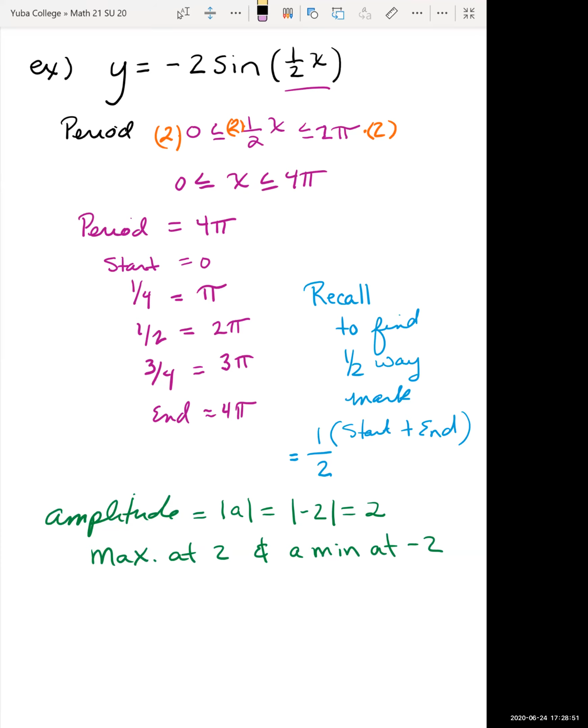Professor, what does it say after where you put the note, recall to find halfway? What does it say? Mark? Mark, yeah. So to find the halfway mark, it's going to be equal to half times the start plus the end point that you're trying to find the halfway between.